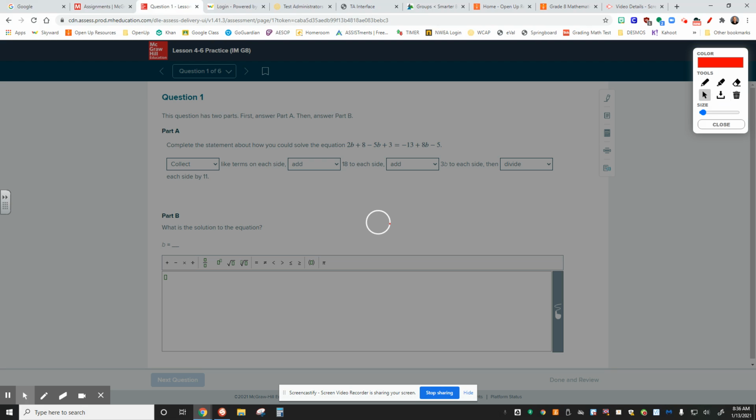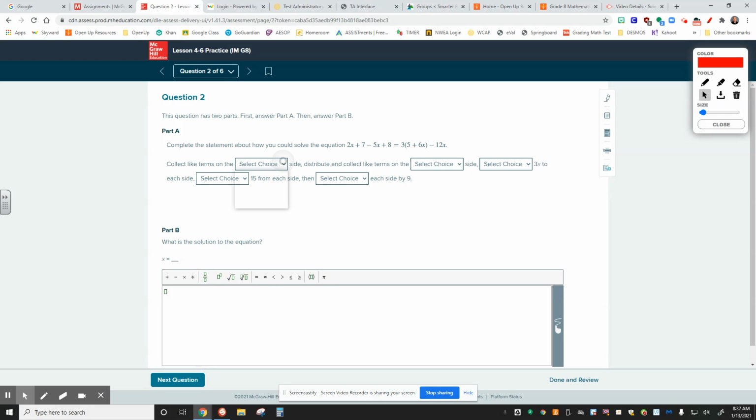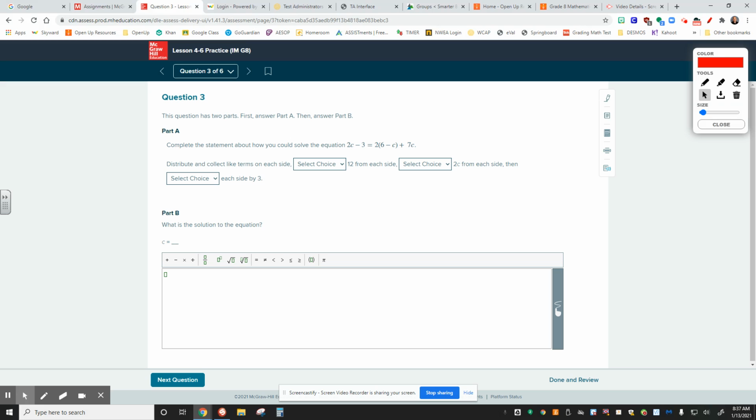So the next question, you'll do the exact same thing. I would suggest slow down a little bit, follow along, take a look at what are my options, collect like terms on the left side or right side, distribute. Just take your time step by step and then verify what your solution is. When you get all done solving, verify the solution for x. Make sure that you're correct. Number 3, exact same thing again.